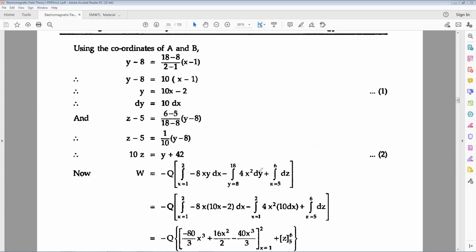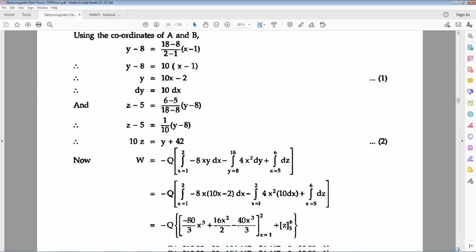(4x square into dy). Dy means apply the derivative for this one. Y is equal to 10x minus 2, so dy is equal to 10 into dx. So the first two integrals become in terms of the x values. So change the limits of 8 to 18 as 1 to 2 only, and 5 to 6 is dz. Nothing is changed there.